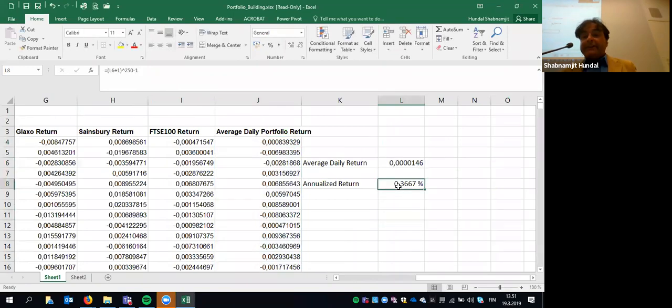But the investors are mostly interested in the annualized return. And then we annualize it, okay? And the formula is here that you have the daily average return plus 1 to the power of 250, I use the number of working days, minus 1. And that comes to be approximately 0.37%. And this is what we do when we calculate the annualized return.